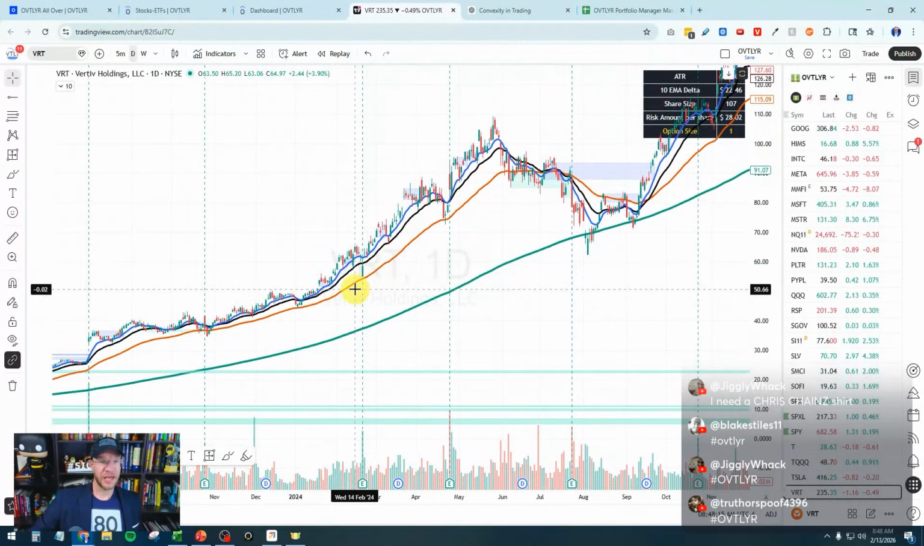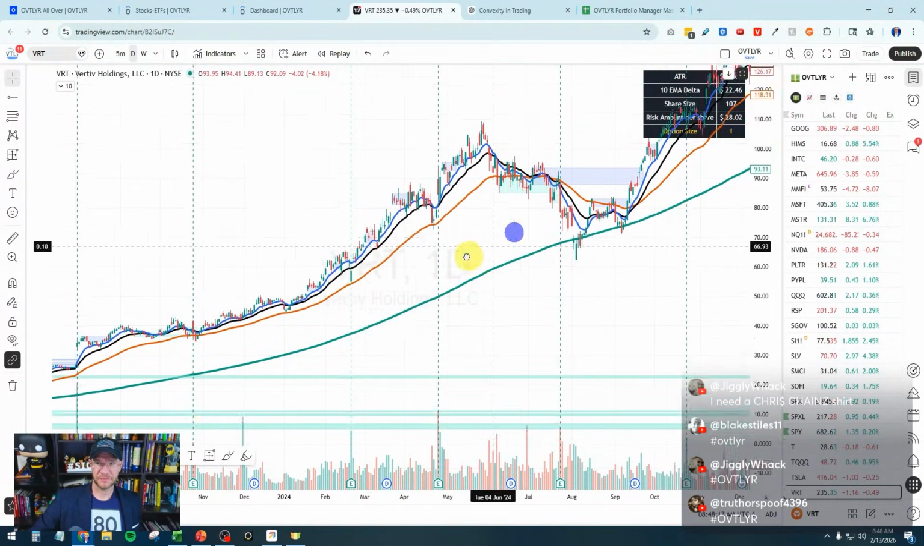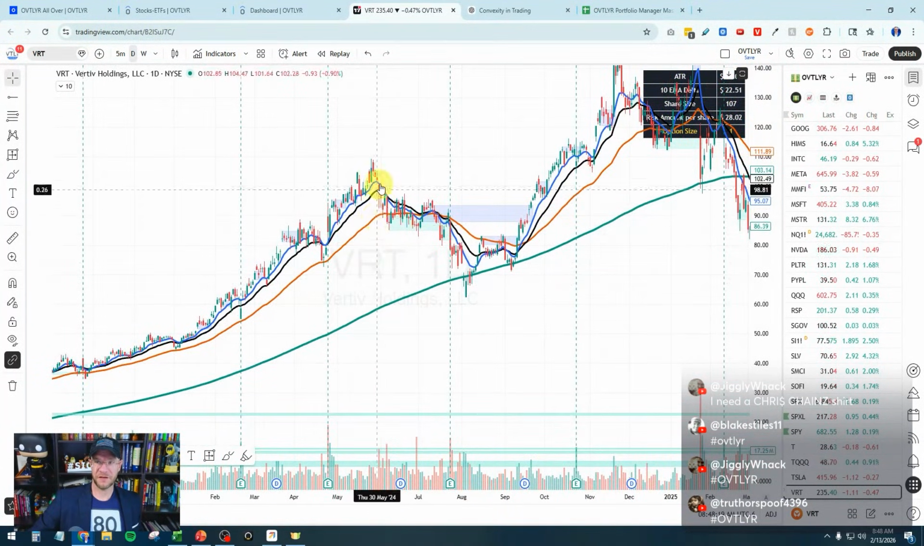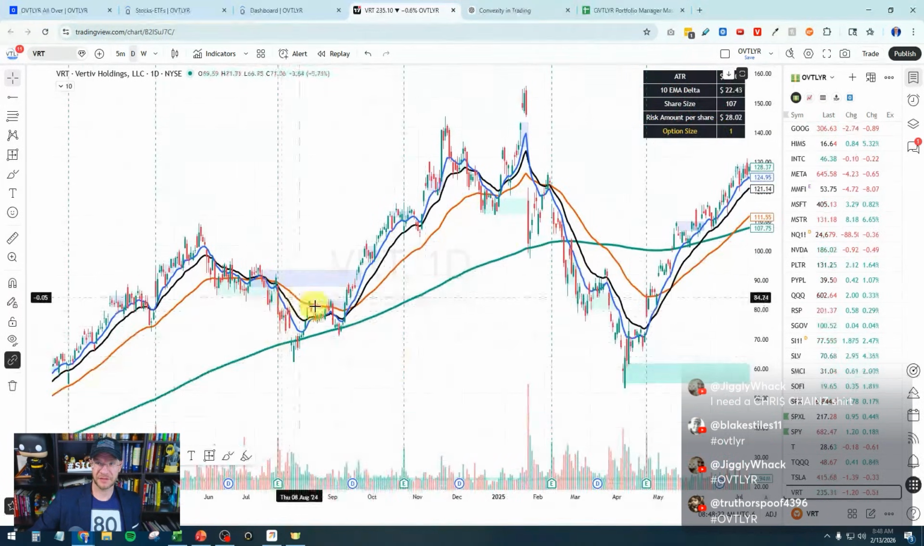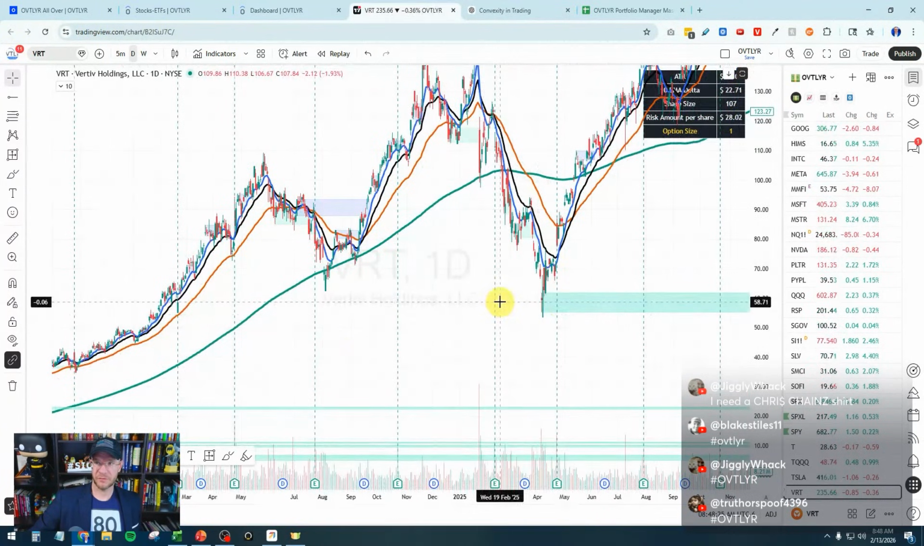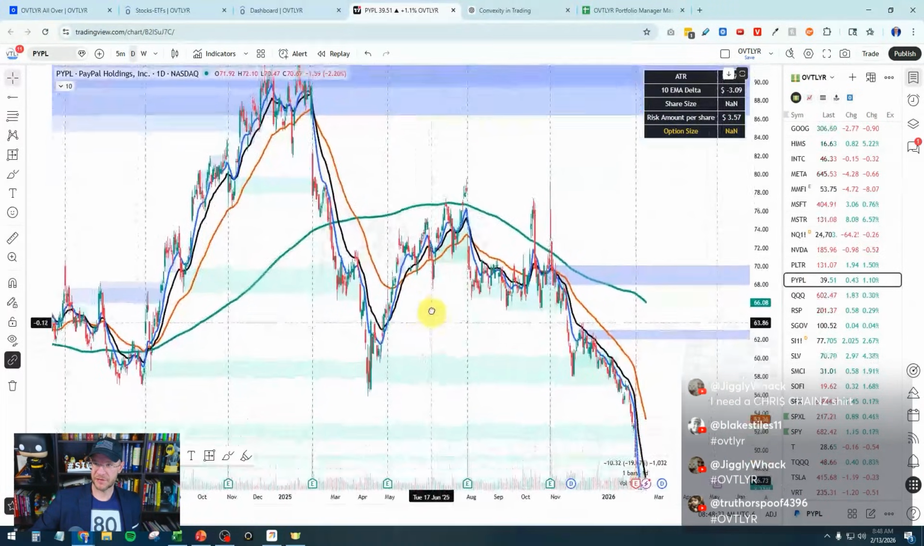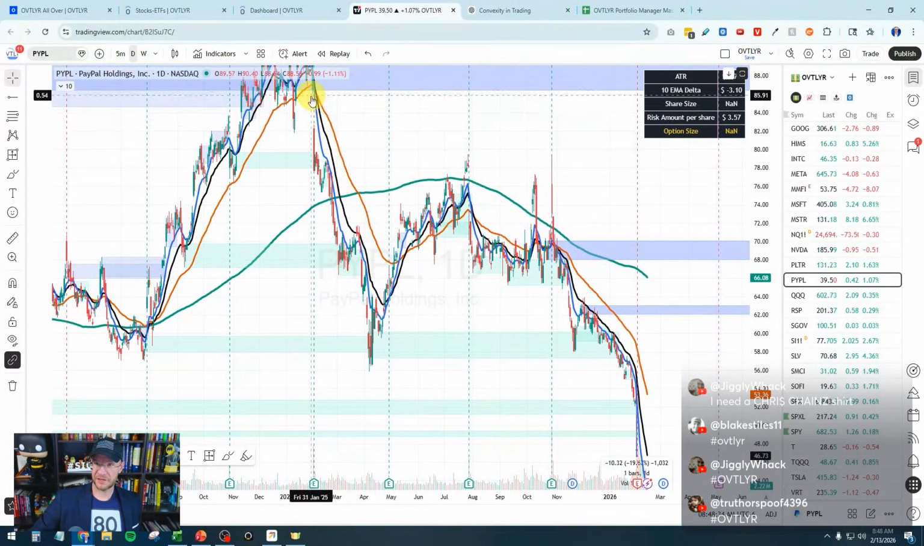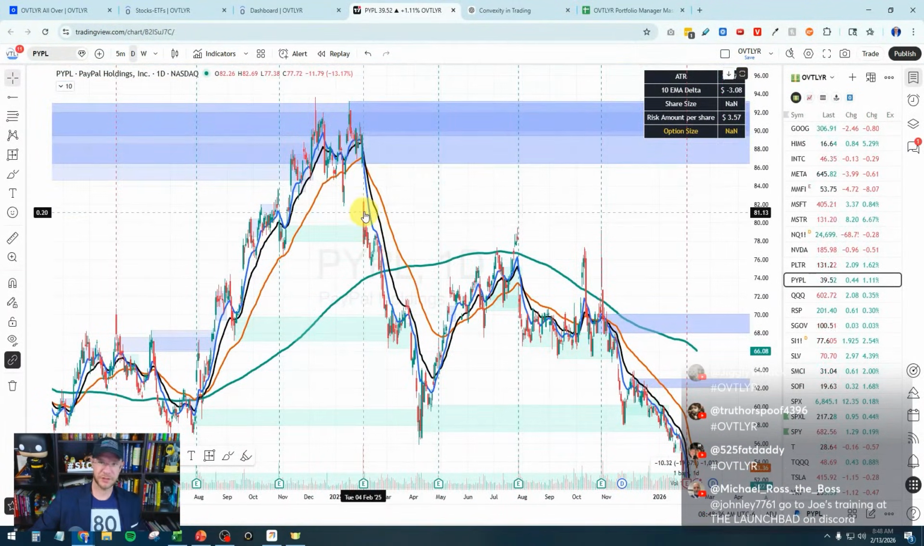Right? Can you use it? By all means. But obviously the 10, 20, 50 are a lot more responsive than the 200. Significantly more responsive. You could look at something like terrible stocks like PayPal, right? If you wanted to go short, the 10, 20, 50 crosses over significantly earlier than it crosses under the 200.